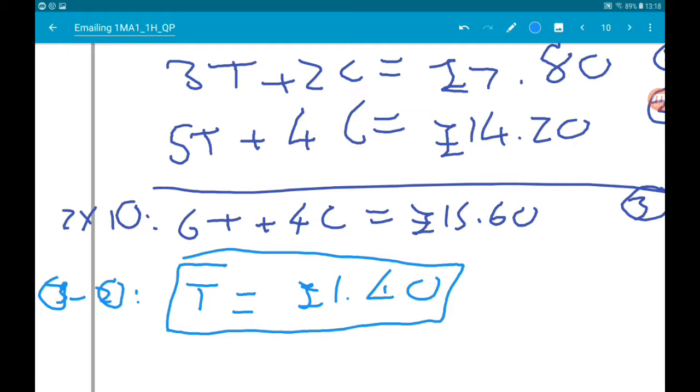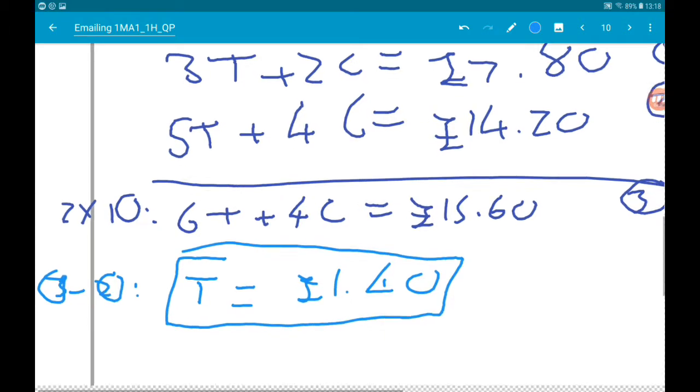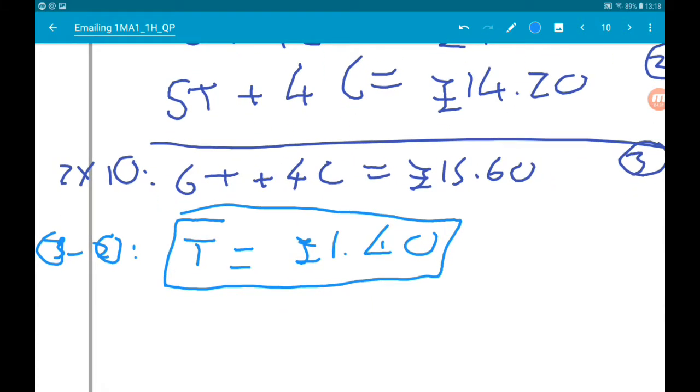Okay, so now that we know that, we can substitute that into one of the equations. So I'm going to put it into equation 1. So we know that 3t add 2c is 780. So 3 times 1.40. Well, 3 times 1 is 3. 3 times 40p is £1.20. So that's £4.20.